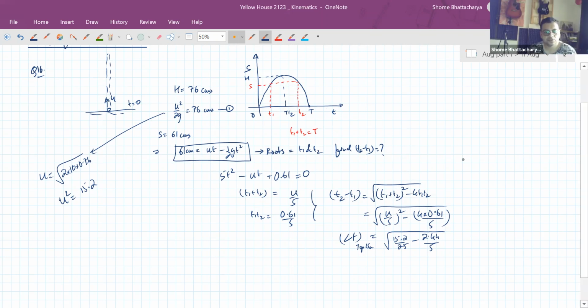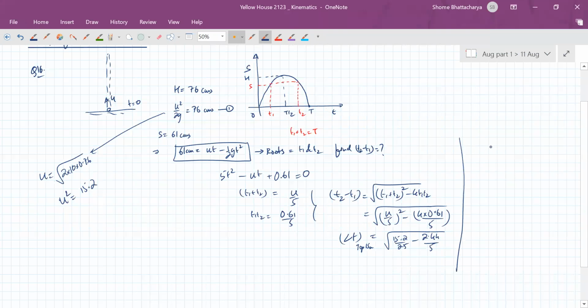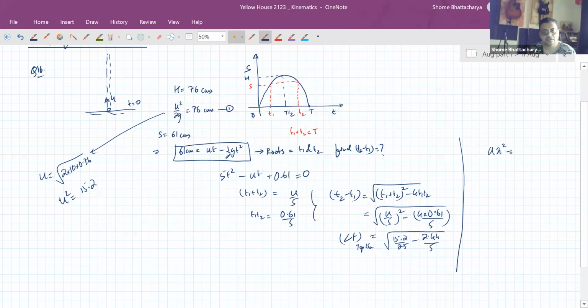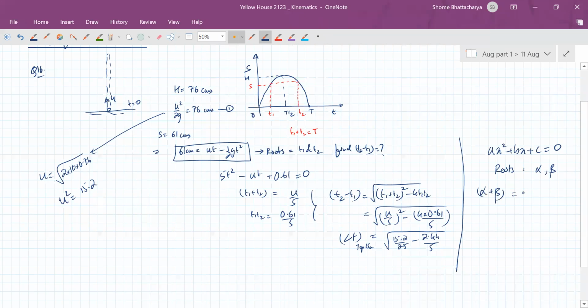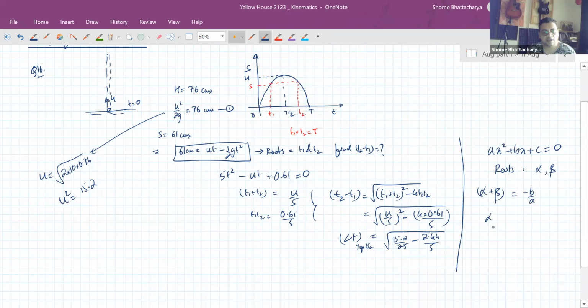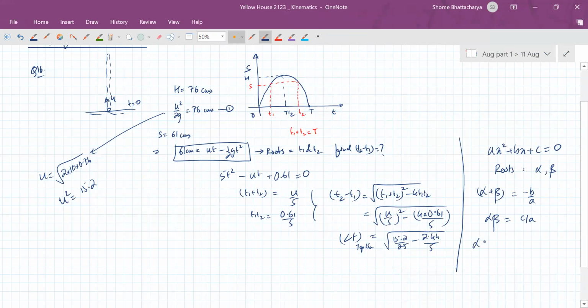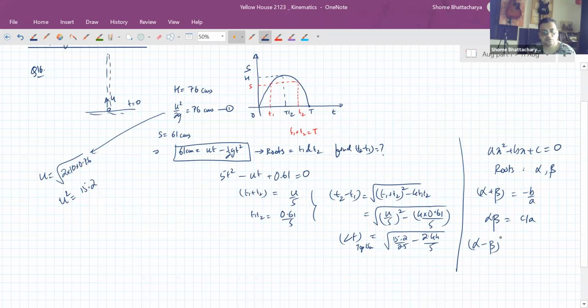Okay, I'll explain. See, in any quadratic equation, let's say we have ax square plus bx plus c equal to 0. Suppose the roots are alpha and beta. We know that alpha plus beta is minus b by a, and alpha into beta is c by a. So alpha minus beta whole square is equal to alpha plus beta whole square minus 4 alpha beta.